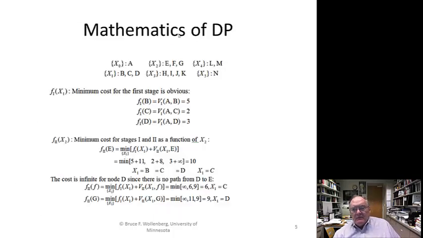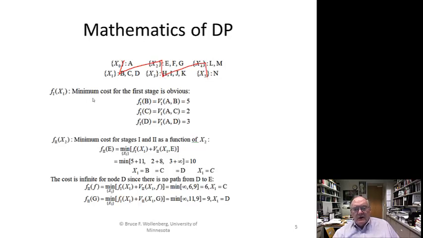Now, the mathematics of dynamic programming. We said the set of places, the cities, x0 is A. Then the next set is E, F, G, L, M, B, C, D, H, I, J, K, and N. Okay, actually these go 0, 1, 2, 3, 4, 5. So in order they go like this.